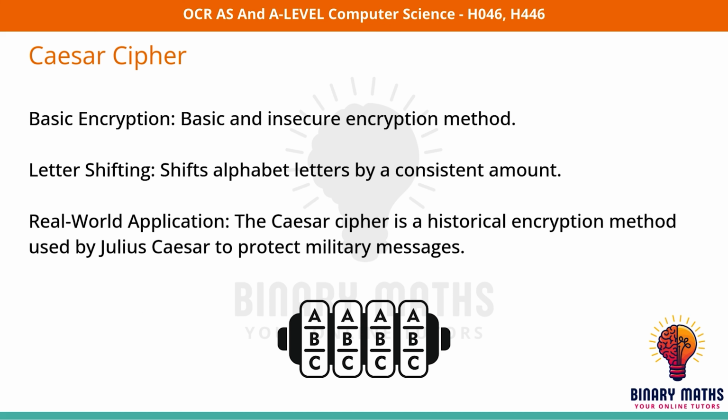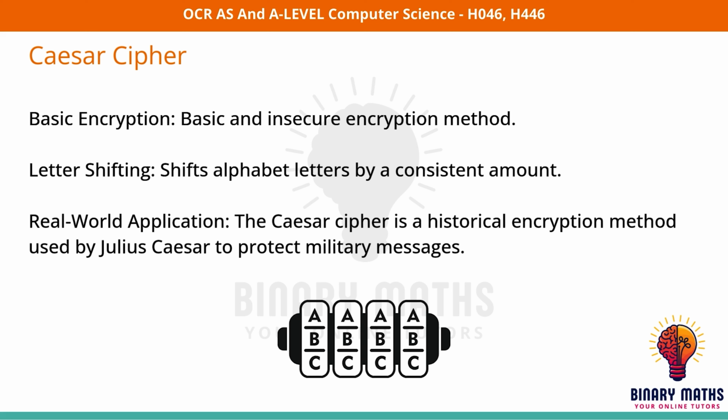The Caesar cipher is one of the most basic and insecure encryption methods. It works by shifting the letters of the alphabet by a consistent amount. For example, if we shift each letter by 3 positions, A becomes D, B becomes E, and so on. While simple, the Caesar cipher is easily broken with modern techniques.